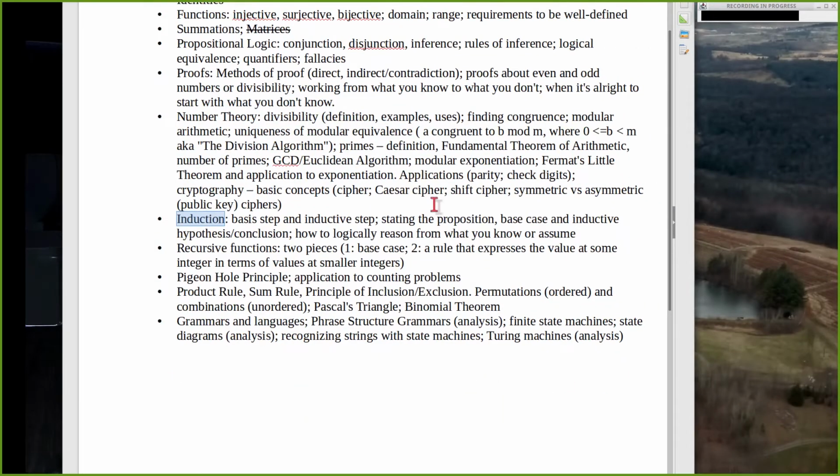Alright, so that's what all of this is. Stating the proposition, the base case, the inductive hypothesis, and conclusion, how to logically reason from what you know or assume.